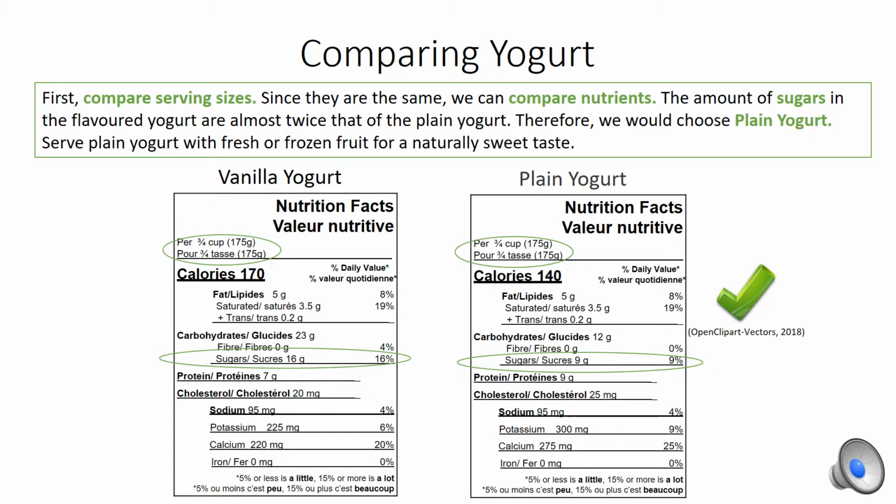First, we will compare our reference amounts, which are both 175 grams. So now we can compare the nutrients. We see that the amount of sugars in the flavored yogurt are almost twice that of the plain yogurt. Therefore, we would choose Activia Plain. You can serve plain yogurt with fresh or frozen fruit for a naturally sweeter taste.